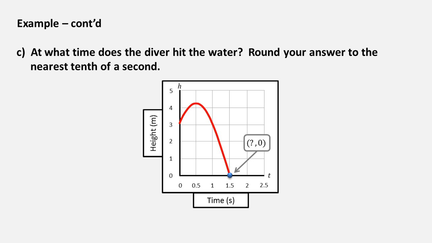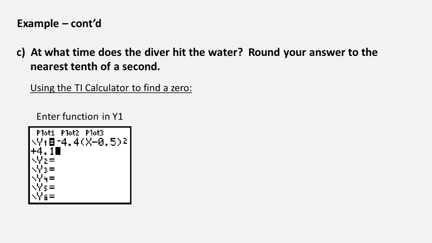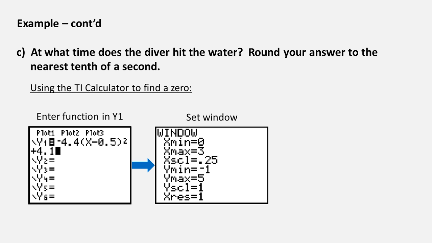It's easy to use a function to solve for a y value, but solving for an x value is a little trickier. You will learn an algebraic way to solve for this later on in this unit. For right now, we will use the calculator to answer this part of the question. Enter the quadratic function into y1. Set your window to 0, 3, and 0.25 for x, and negative 1, 5, and 1 for y.